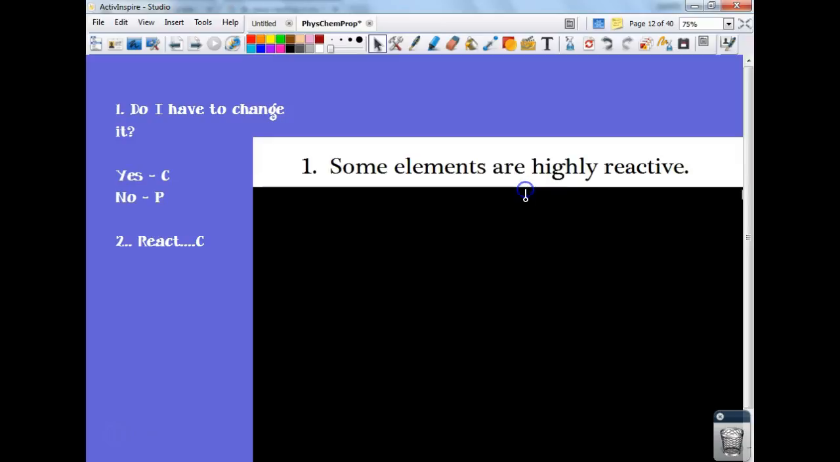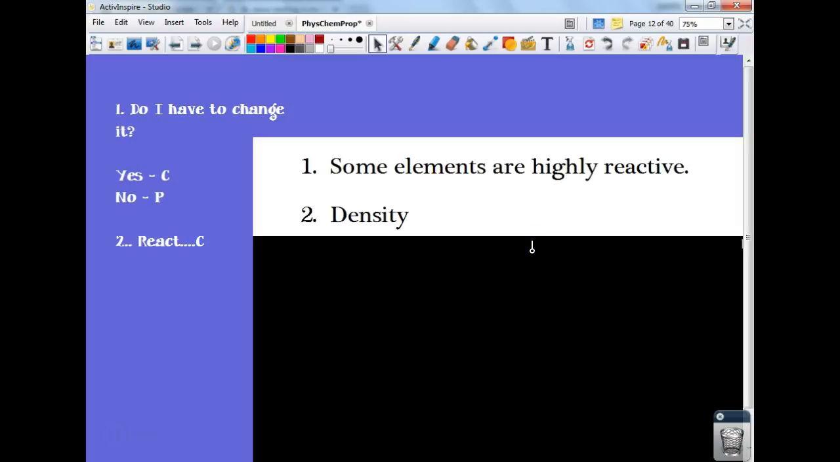Here's the first one. Some elements are highly reactive. If you get it wrong, it's not on me. Put P or C, please. Keep it covered. You should not be talking to anyone. We're doing something for a grade. I know you weren't doing anything dishonest, but it looks suspicious, doesn't it? Don't talk to anyone. Don't whisper to anyone. Here we go.